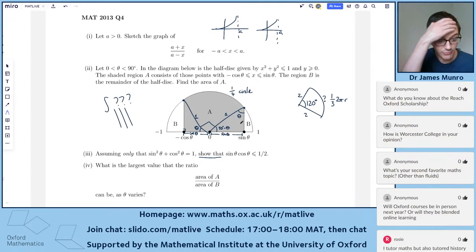What do I know about the Reach Oxford Scholarship? Not a lot. I know that the Reach Oxford Scholarship is assessed based on academic merit, and it's done after we've made offers. So after we've decided who to take on the course, people can apply for it afterwards. In general, we make our offers in January without looking at people's finances, and then once we've made the offers, we try and find out if we can help people with the finances from there.